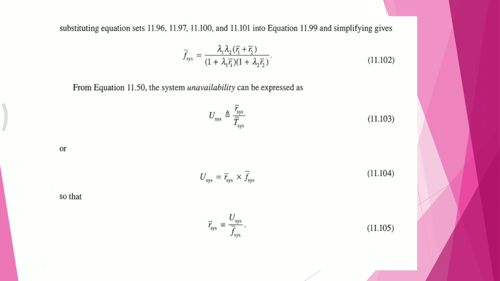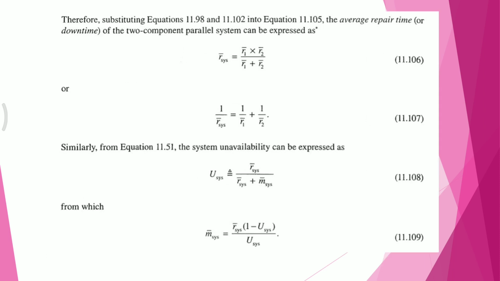Using equation 11.50, that is U is equal to R bar by T bar, the system unavailability can be expressed as U system is equal to R bar system by T bar system, which can be further changed into U system is equal to R bar system into F system, because F bar system is equal to 1 by T bar system. So R bar system is equal to U system divided by F bar system. Therefore, by substituting the system unavailability and the system failure frequency, we can get R bar system is equal to R1 bar into R2 bar divided by R1 bar plus R2 bar.